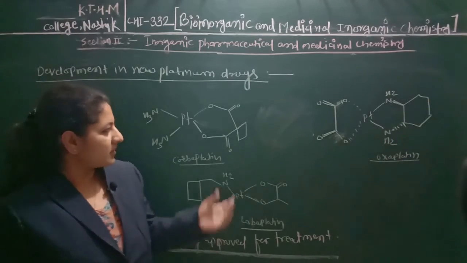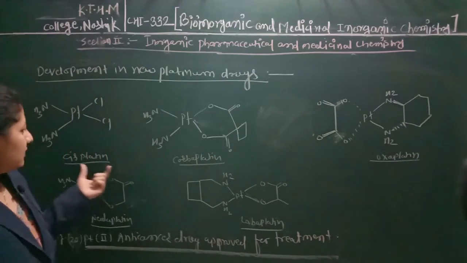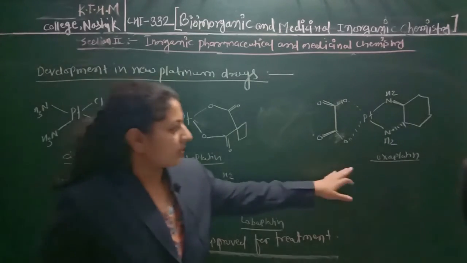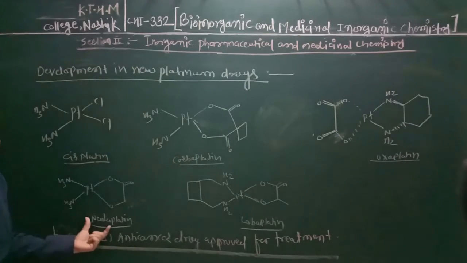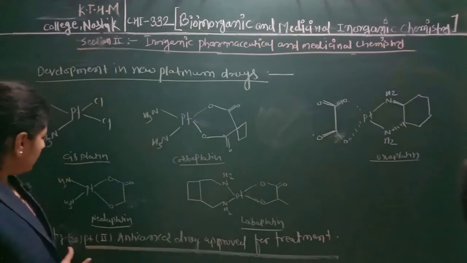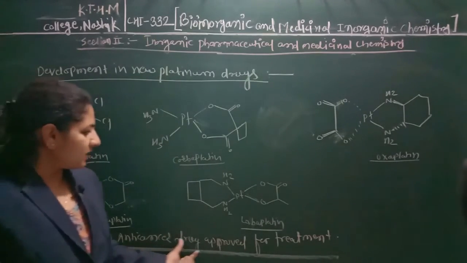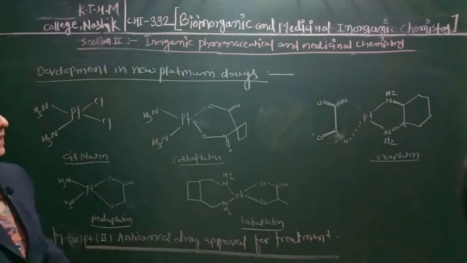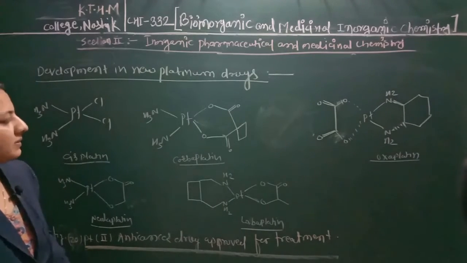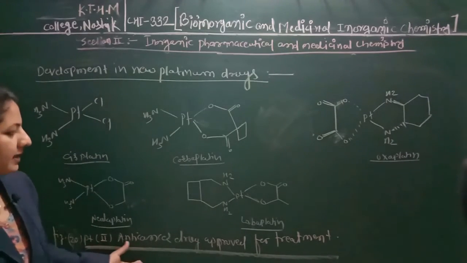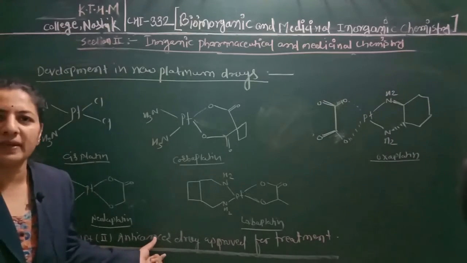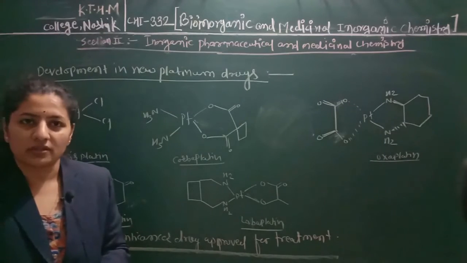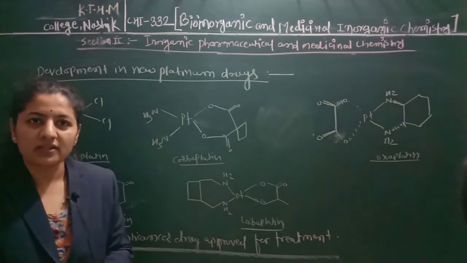So here there are various anti-cancer agents like cisplatin, as we discussed earlier. That is cisplatin, carboplatin, oxaliplatin, then nedaplatin and lobaplatin. These are all platinum anti-cancer drugs approved for cancer treatment. Now, different developments in new platinum drugs. So these are all the anti-cancer drugs approved for the treatment. Now let's discuss what are the main features of these anti-cancer agents. Let's discuss.